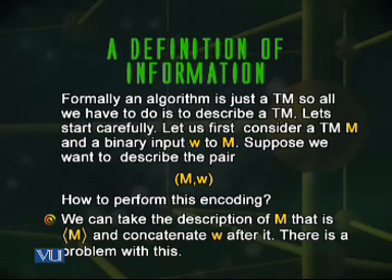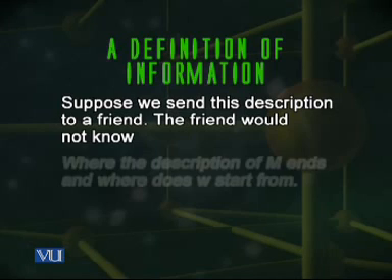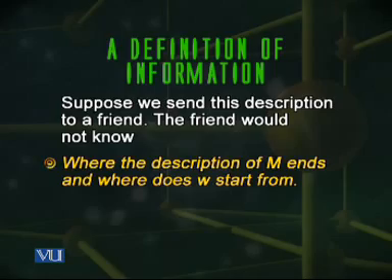There is something slightly wrong with this way of describing pairs. Suppose you send such a description to a friend. So your friend knows that what you have sent them contains the description of the Turing machine M followed by the string W. However, they will not be able to tell where the description of M ends and W begins. So, in order for you to describe a pair, you will have to be more clever. You'll have to somehow let your friend know where the description of the machine ends and where the string W starts.